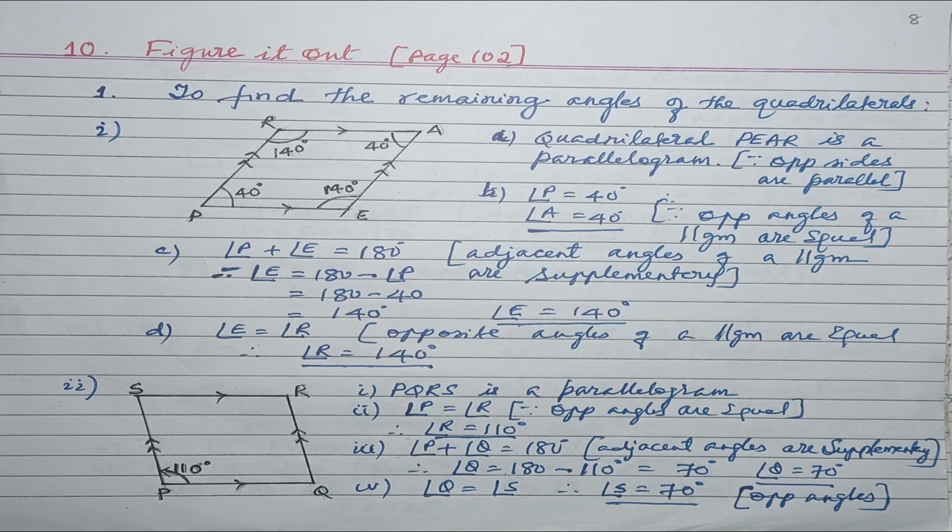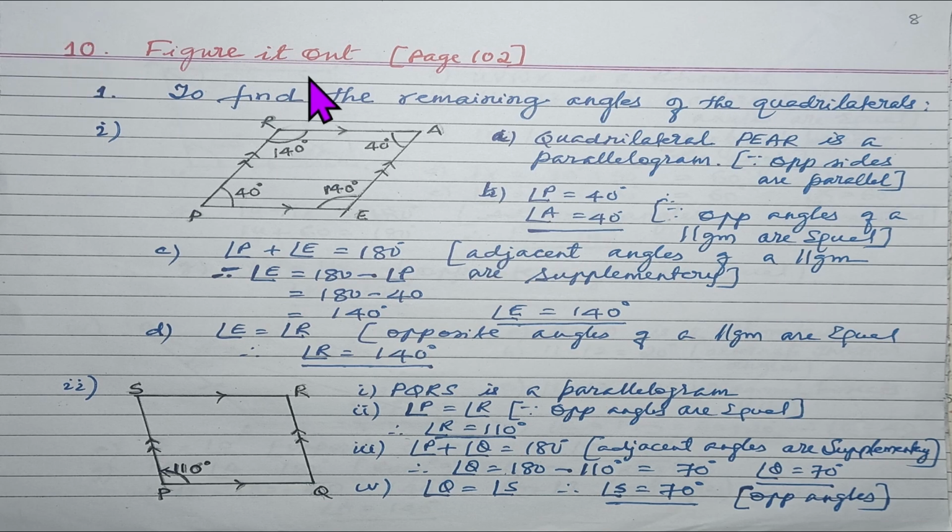Welcome to MRL. This is the continuation of the solutions of the different questions on pages 87 to 106 of the Ganita Prakash Quadrilaterals chapter, CBSE textbook. Now in the previous video we learned the solutions of examples up to 9, and we are continuing with example number 10 in this, the second part of the video.